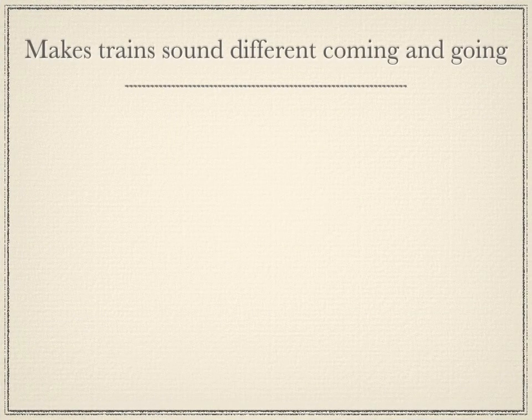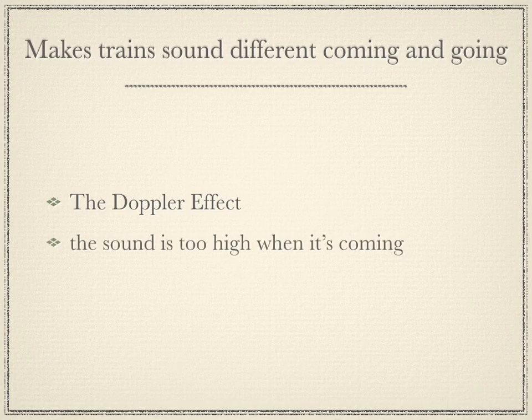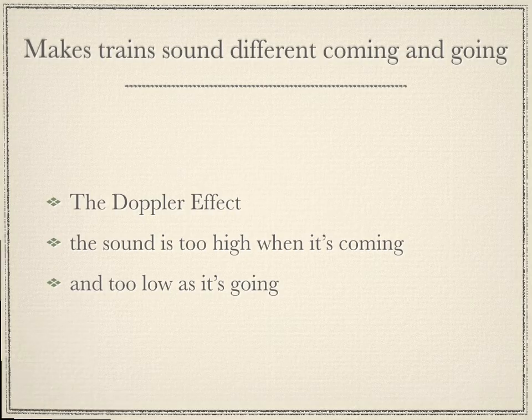What makes a train sound different coming and going? That, of course, would be the Doppler effect. When we have the Doppler effect, the sound is higher when it's coming toward me and lower as it's going away. So it shifts from a high frequency to a low frequency as it goes past me. So the train would sound lower once it passed me. So coming and going are different.